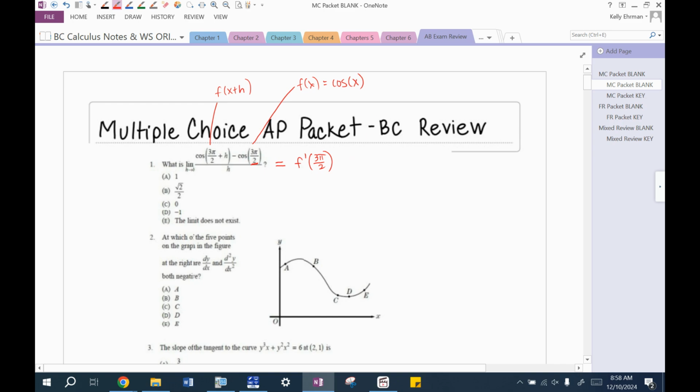So if f of x is cosine x, then f prime of x is negative sine x, and f prime of 3 pi over 2 is negative sine 3 pi over 2. And you should know from your pre-calc unit circle days that sine of 3 pi over 2 is negative 1. So this is negative negative 1. So the answer is positive 1.